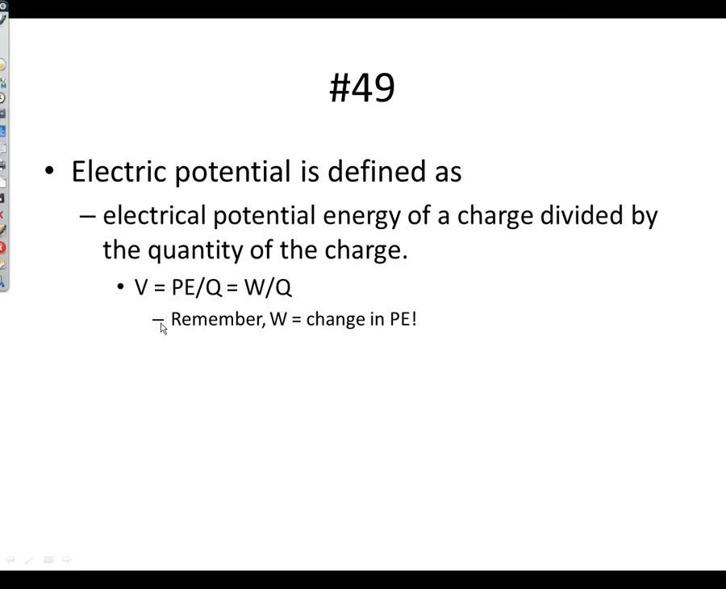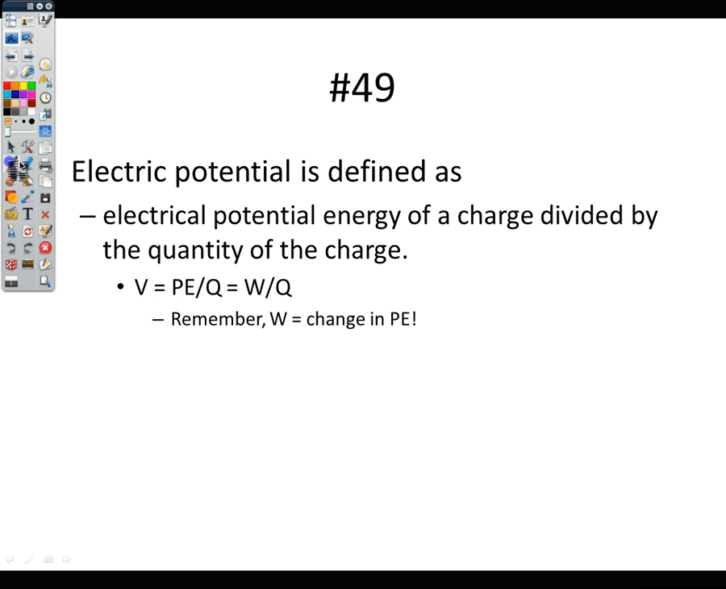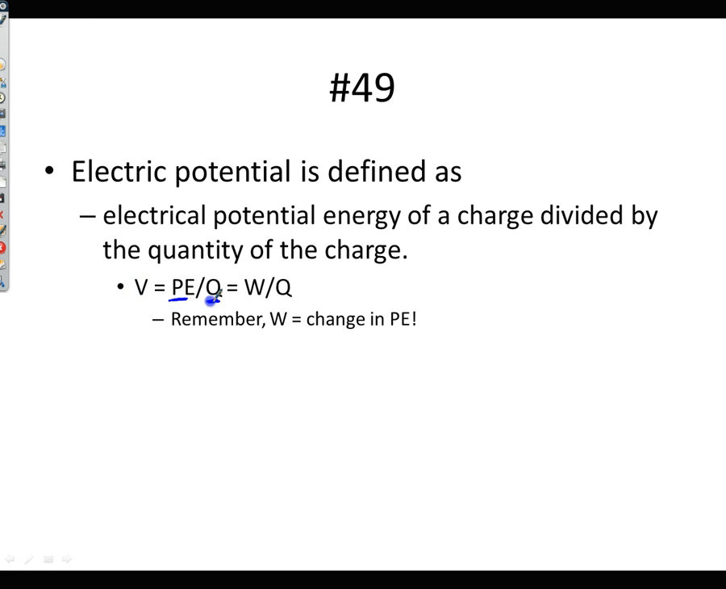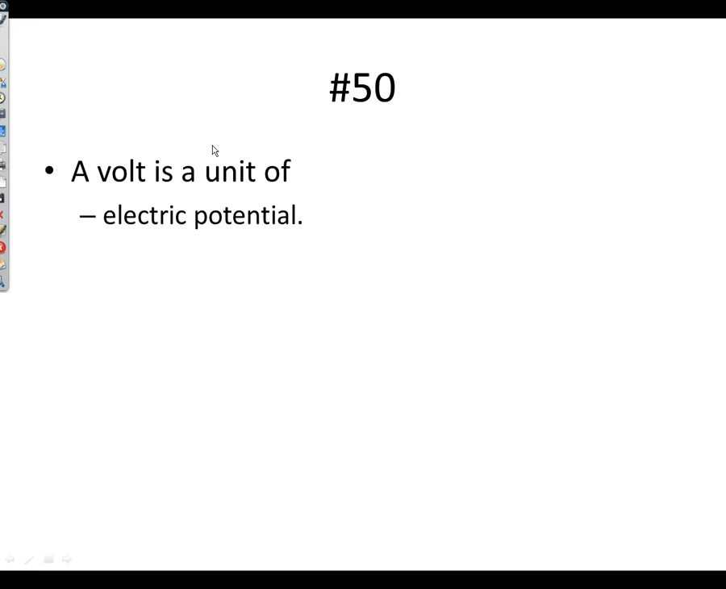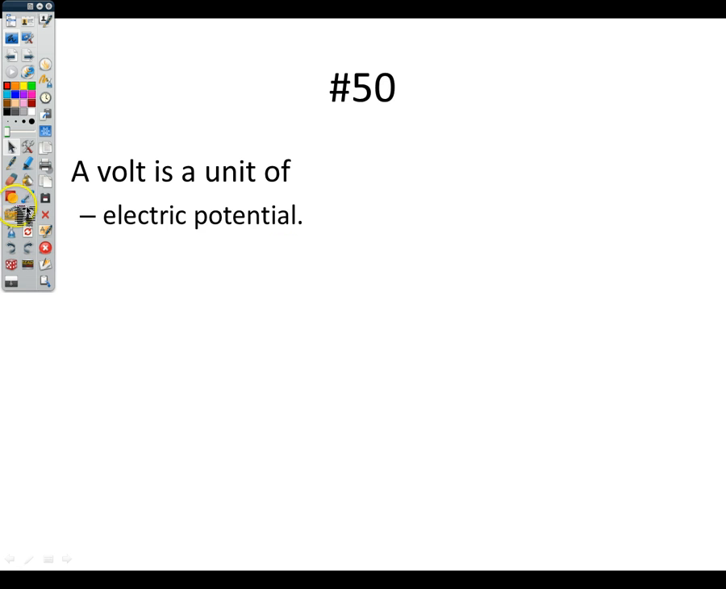For number 49, electric potential is defined as, so this is just a definition, the electric potential energy of a charge divided by the quantity of the charge. So here we've got the potential energy divided by the quantity of the charge, and if you remember, change of potential energy is work, so it's just work divided by the charge. Sometimes you'll see it that way, other times you'll see it this way, and that would be just the electric potential. Then finally, number 50 says a volt is a unit of electric potential. So if we're looking for electric potential, we are looking for voltage, and that would be number 50.